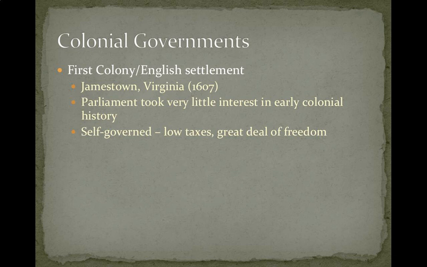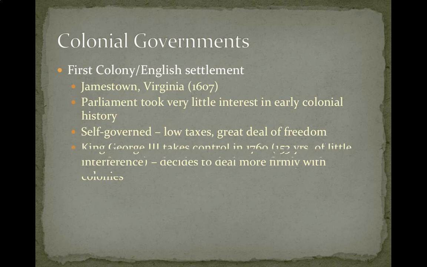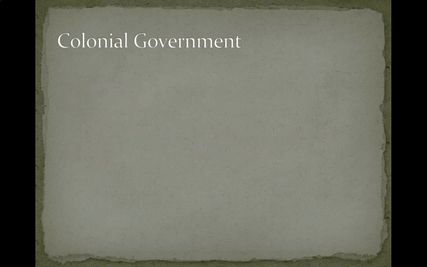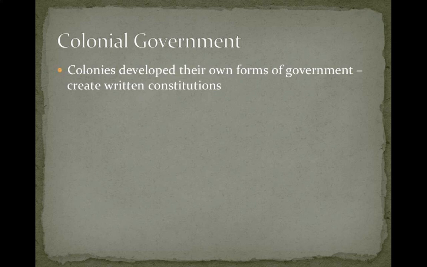So we had a lot of self-control, low taxes, a great deal of freedom, and that is until King George III takes power in 1760. That's 153 years later, and he decides, along with Parliament, that they need to deal more firmly with the colonies.